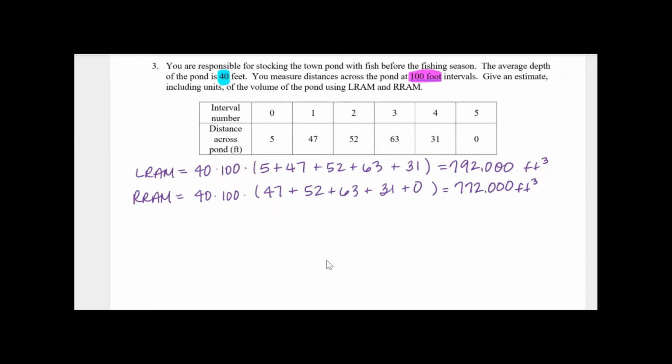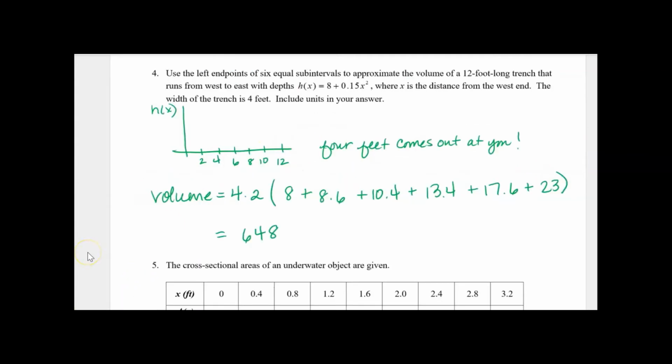The LRAM, you're going to take the leftmost points and you're going to cross off the rightmost one, and then switch it for RRAM. So you take the rightmost point, use all of these, and you cross off the leftmost point. Number 4, use the left endpoints of 6 equal subintervals to approximate the volume of a 12-foot long trench that runs from west to east with depths given by h, where x is the distance from the west end.